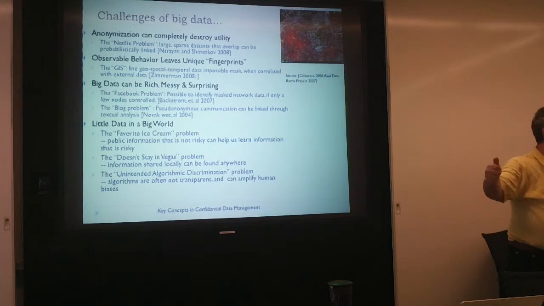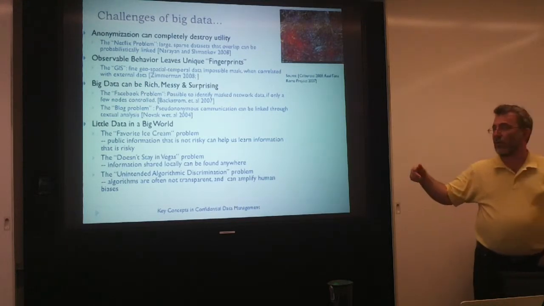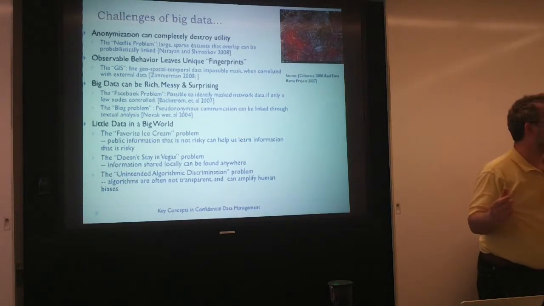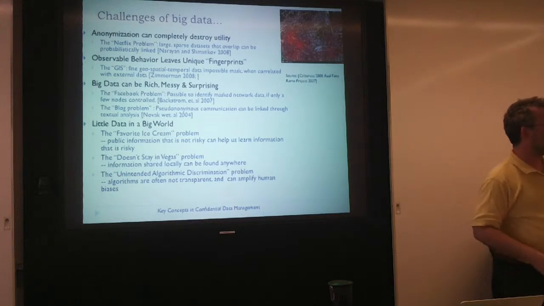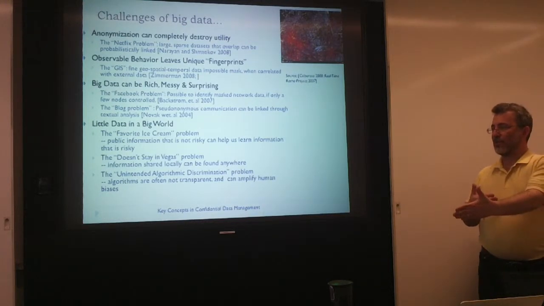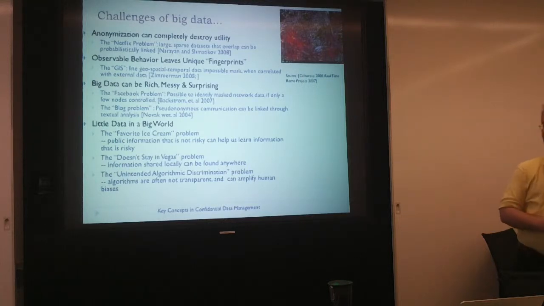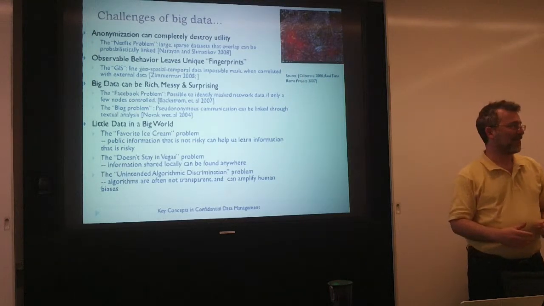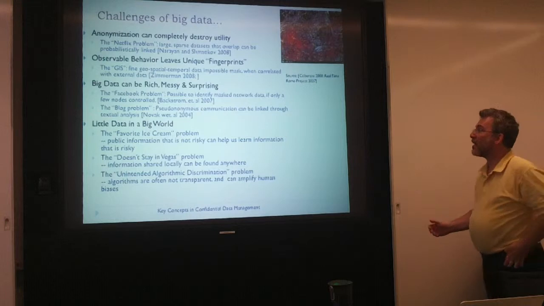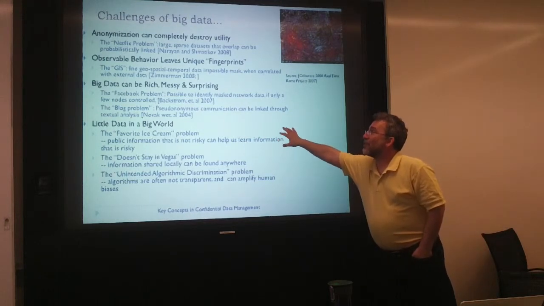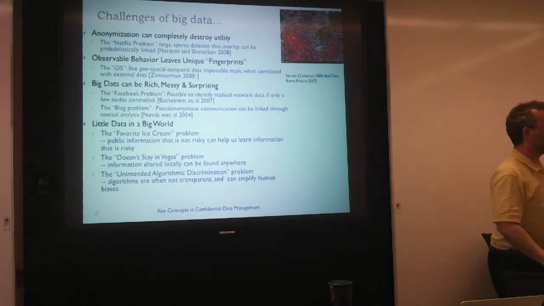Observable data leaves fingerprints when people travel, when they make credit card purchases. Those patterns are identified. If you have external information from another source, say somebody publishes my jogging route, well then maybe you'll be able to match me based on my public jogging route in a restricted, quote, anonymized cell phone database. External, big data can be rich, messy, surprising.